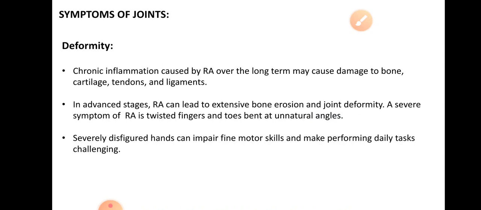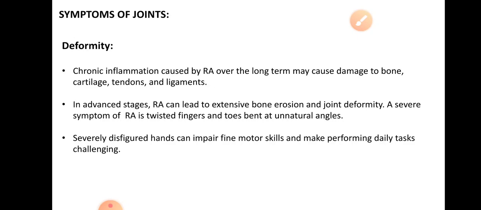Next is symptoms of joints having deformity. So chronic inflammation caused by RA over the long term may cause damage to bone, cartilage, tendons and ligaments. In advanced stages, RA can lead to extensive bone erosion and joint deformity.